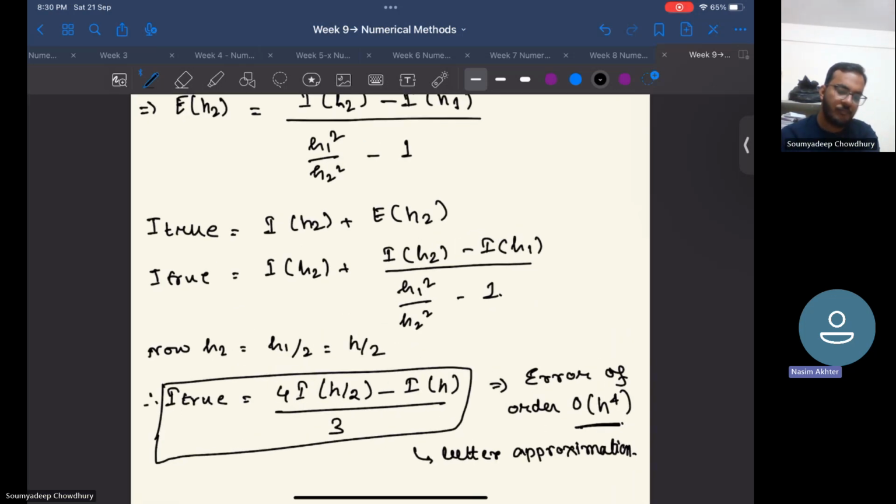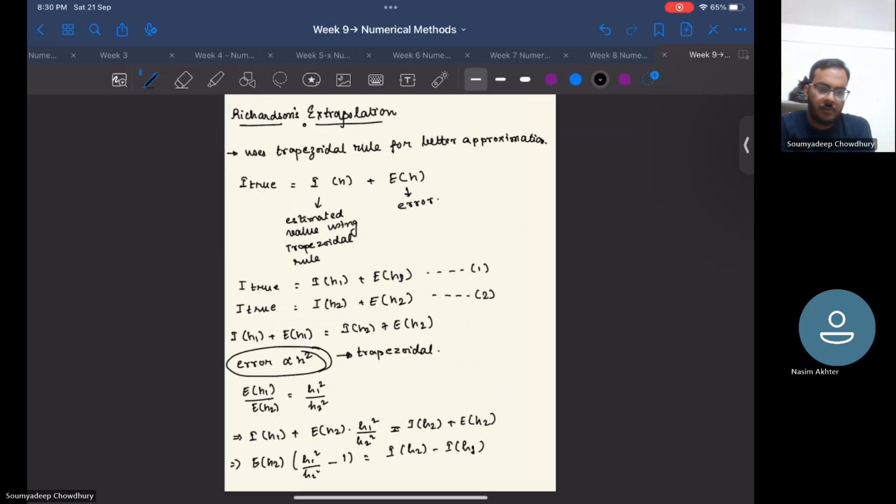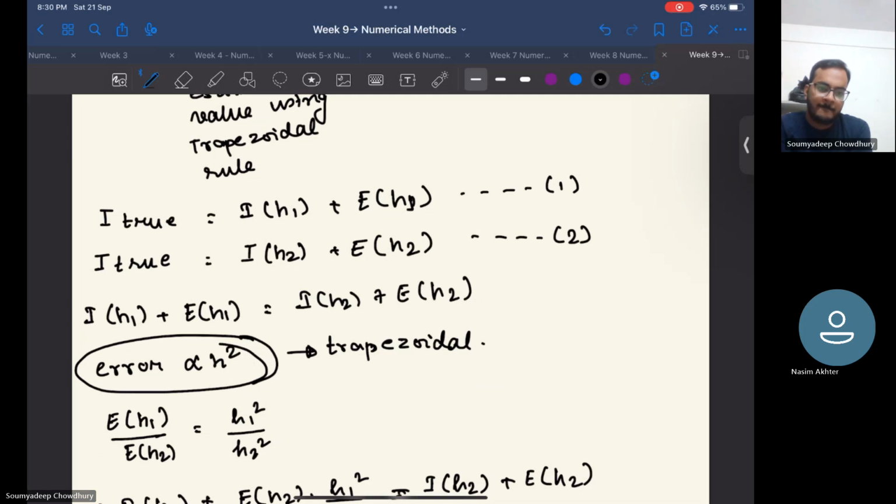Could you go to the previous slide? Previous page, yes. Can you explain this square in the trapezoid graphically? Once again, your voice is breaking. The error is proportional to h square. Can you explain it graphically?